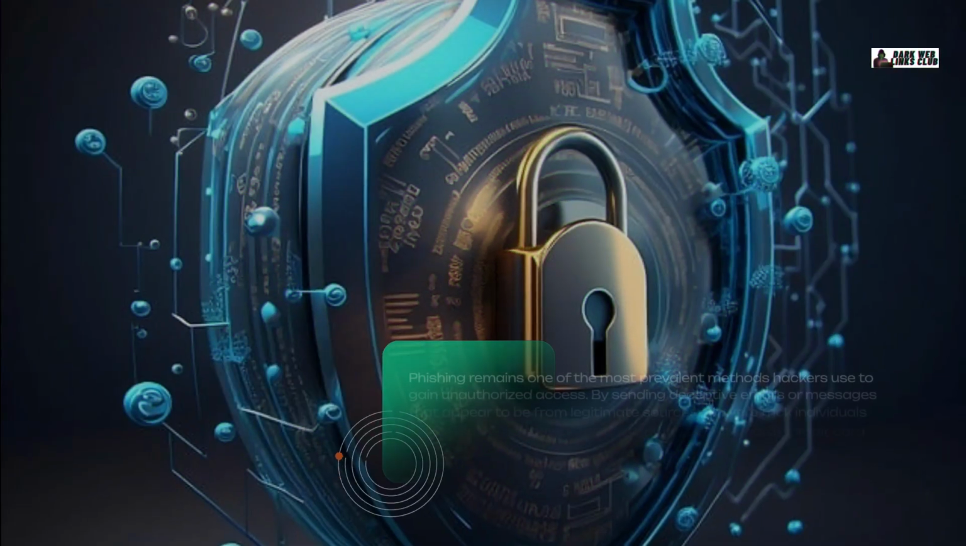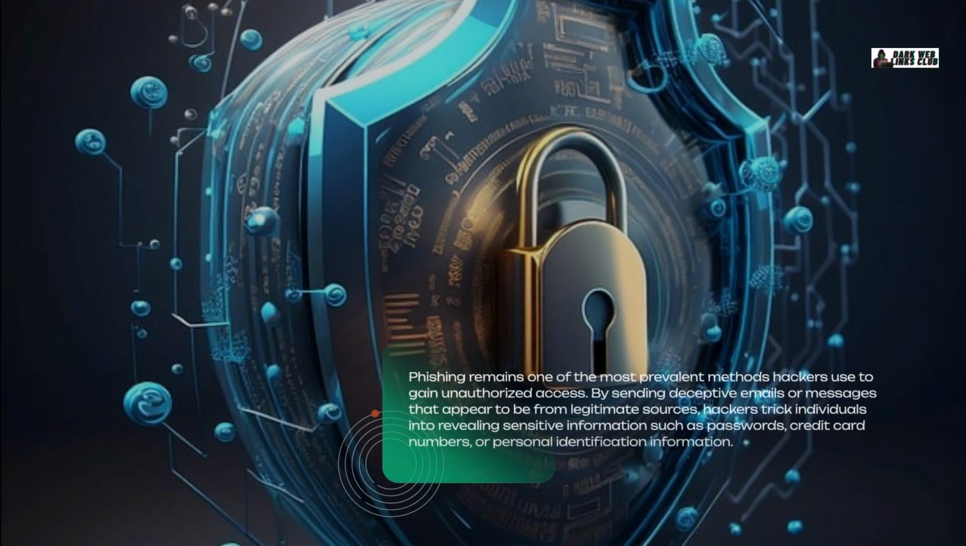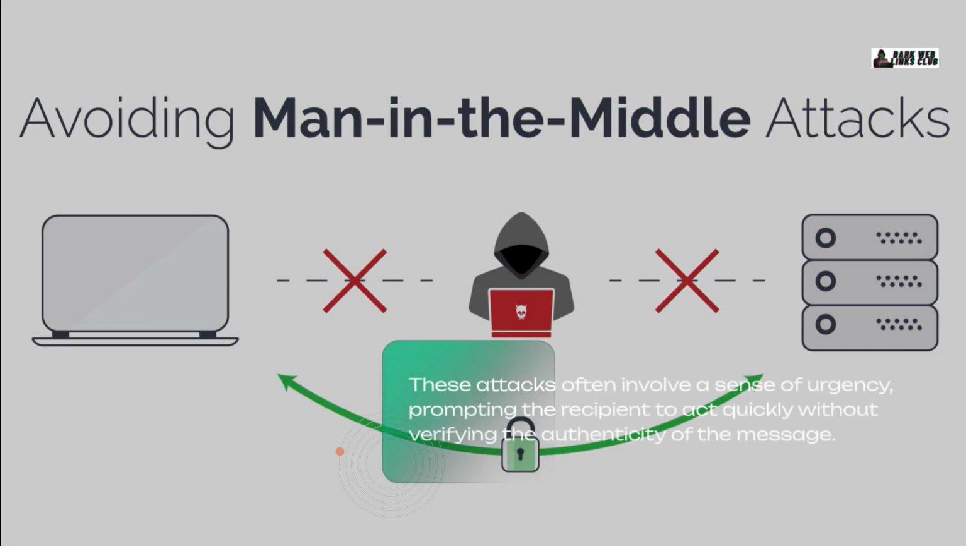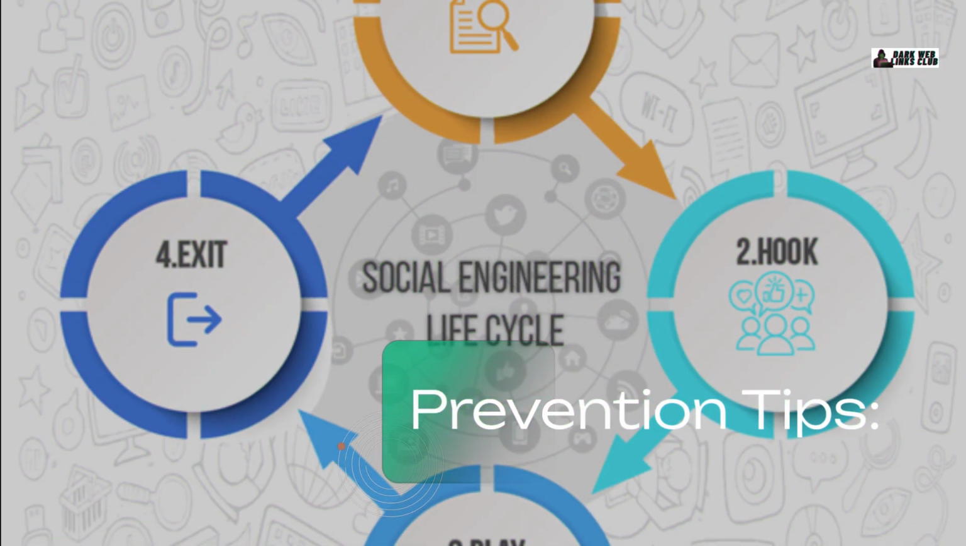Phishing remains one of the most prevalent methods hackers use to gain unauthorized access. By sending deceptive emails or messages that appear to be from legitimate sources, hackers trick individuals into revealing sensitive information such as passwords, credit card numbers, or personal identification information. These attacks often involve a sense of urgency, prompting the recipient to act quickly without verifying the authenticity of the message. Prevention tips.